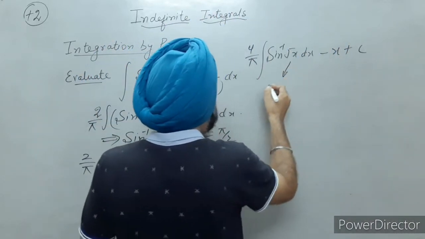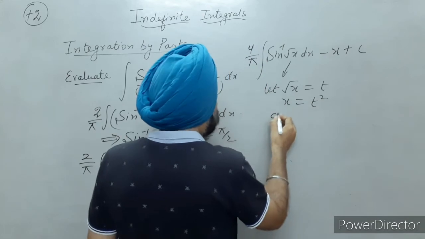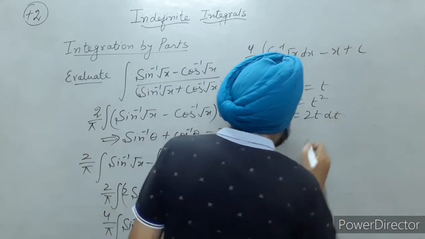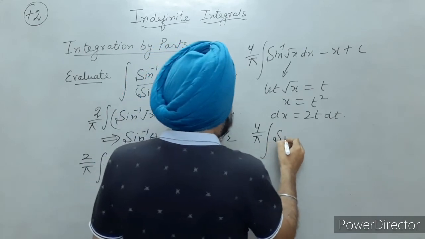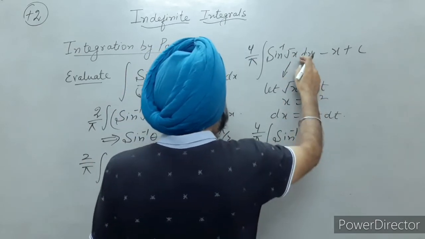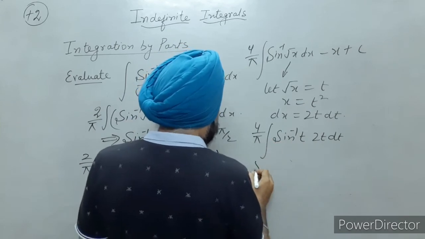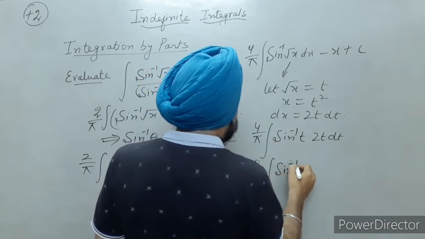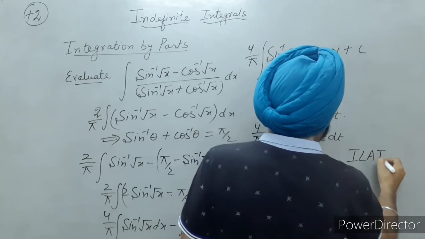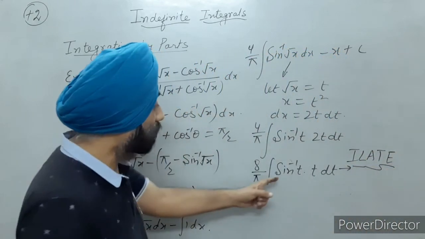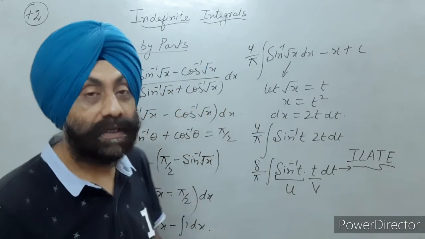Now sine inverse under root x, let under root x equal t. So x equals t square, dx is 2t dt, right? Just replace this. 4 upon pi integral sine inverse t, dx is 2t dt. Take out 2, I get 8 by pi sine inverse t into t dt. Follow the ILATE rule to integrate this. This is your first function and this is your second function. You can use u into v.